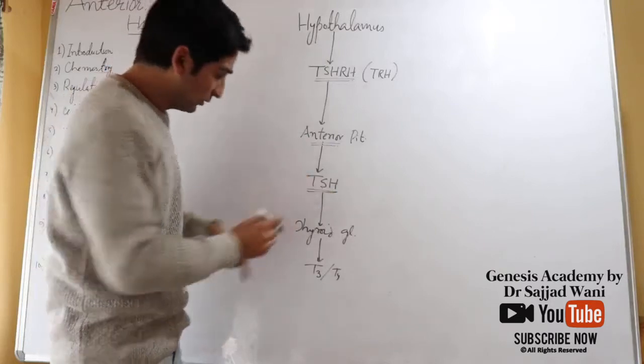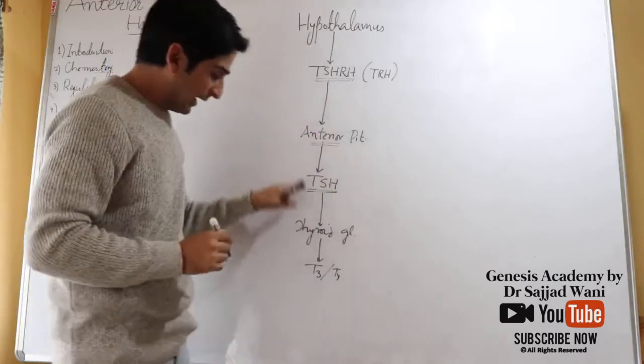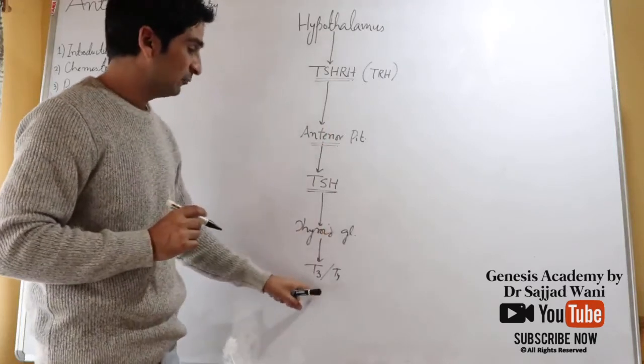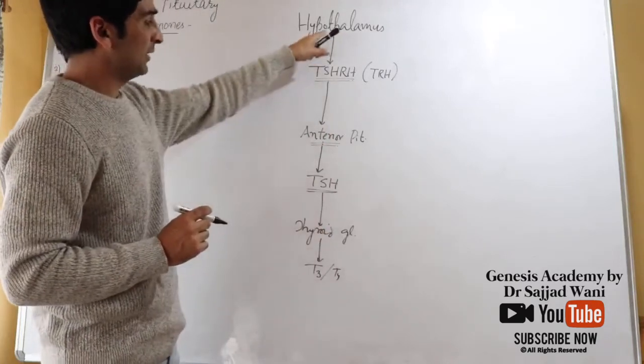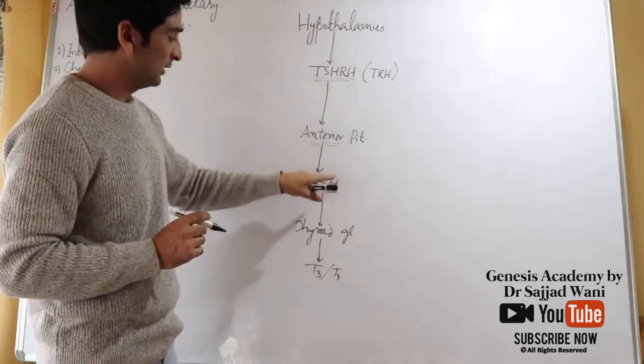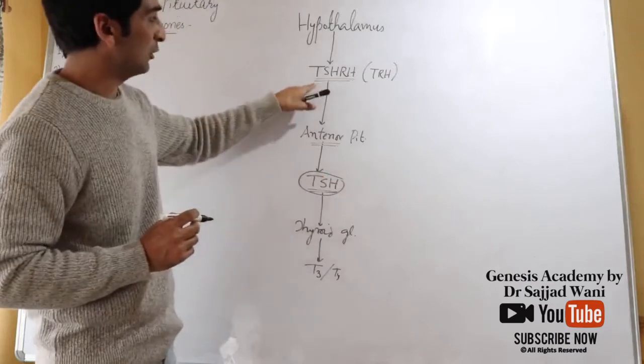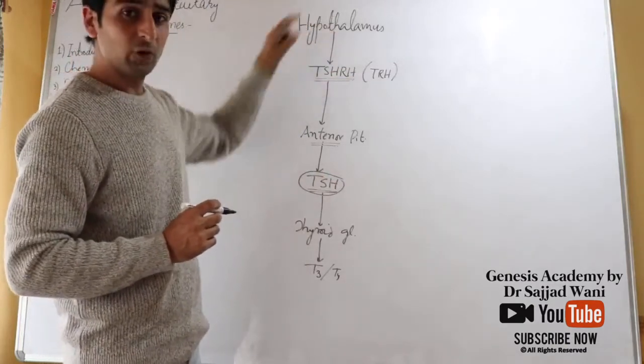And this thyroid stimulating hormone goes to the thyroid gland, and the thyroid gland is stimulated to release its hormones, the T3 and T4. So this is the hypothalamic regulation of the thyroid stimulating hormone. The thyroid stimulating hormone levels are regulated by the thyroid stimulating hormone releasing hormone from the hypothalamus.